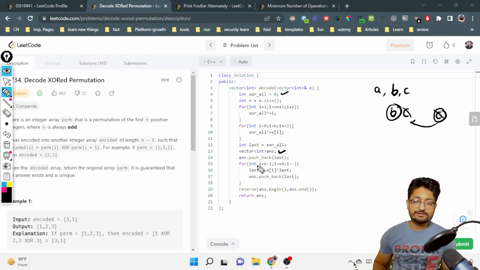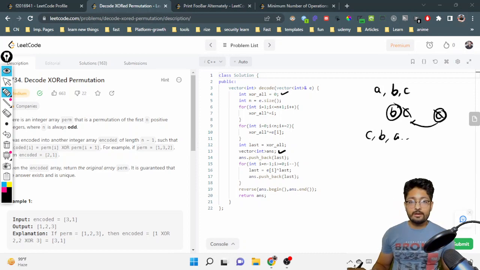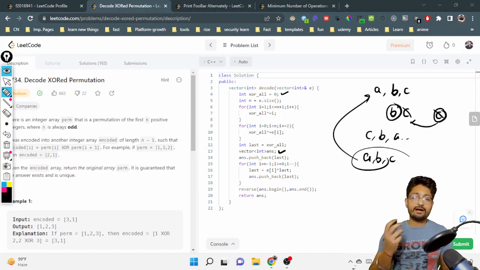Now all these numbers are in reverse order because I am traversing from back to front. But I have to print it from front to back because that's the array. Since I've been getting the answer from back to front, I'm pushing it like C, B, A, and so on, but the actual answer is A, B, C. That is the actual permutation. So in the end I have to reverse the whole answer that I've calculated.